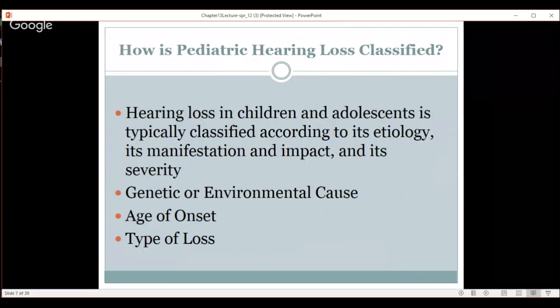Hearing loss in children and adolescents is typically classified according to etiology, its manifestation and impact, and its severity. That includes genetic or environmental cause, which is it, a genetic or an environmental cause, and also looking at age of onset and the type of loss, which, like I said before, we'll be talking about in just a little bit.